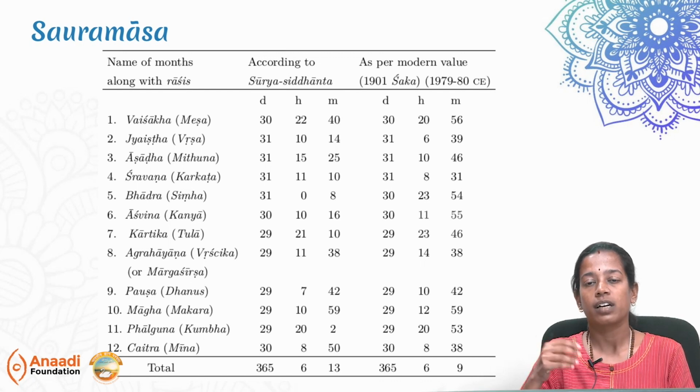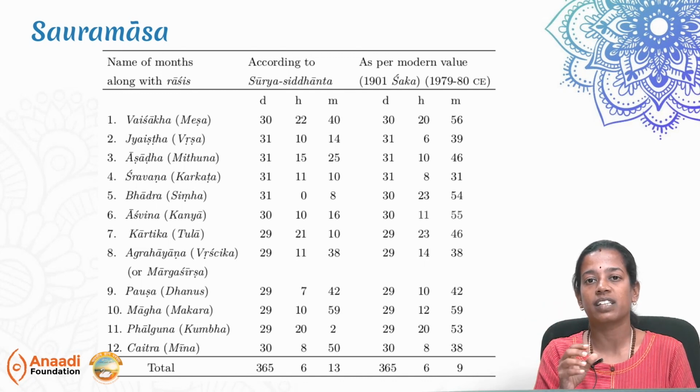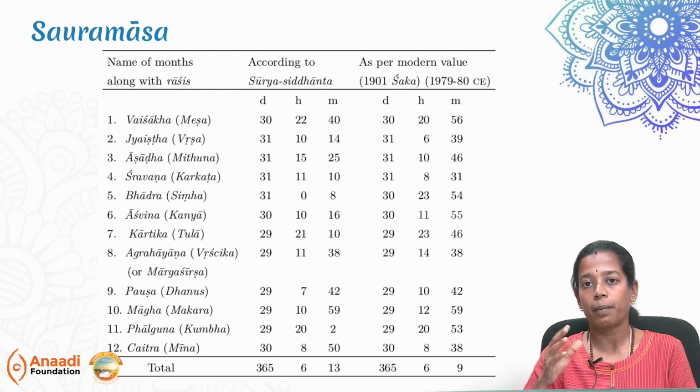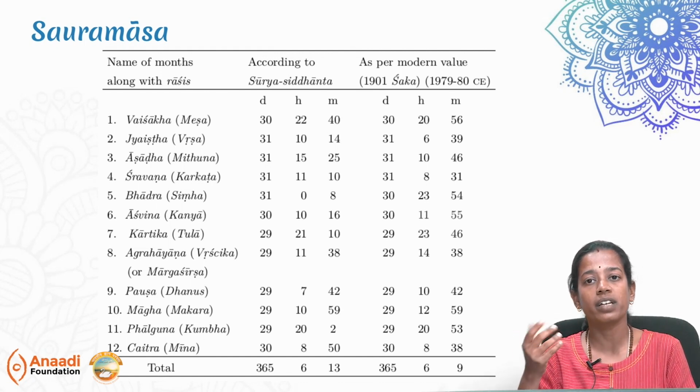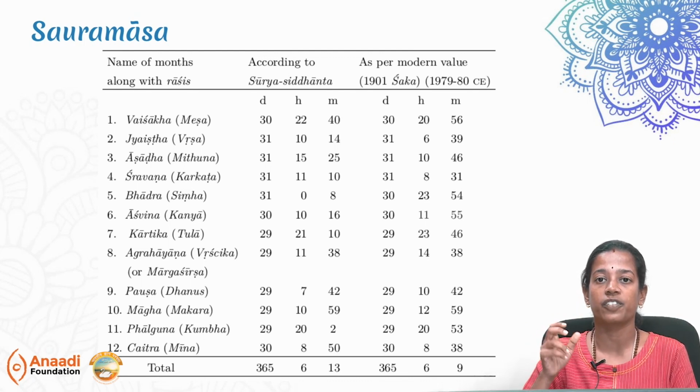We clearly saw the new year starts with the sun entering the Mesha Rashi. When it is spending time in Mesha Rashi, the Surya Siddhanta describes that the sun spends about 30 days, 22 hours and 40 minutes. If you compare it with the modern values, they suggest 30 days, 20 hours and 56 minutes, which is pretty close. Do you also see that there is variation in the number of days across different Masas?